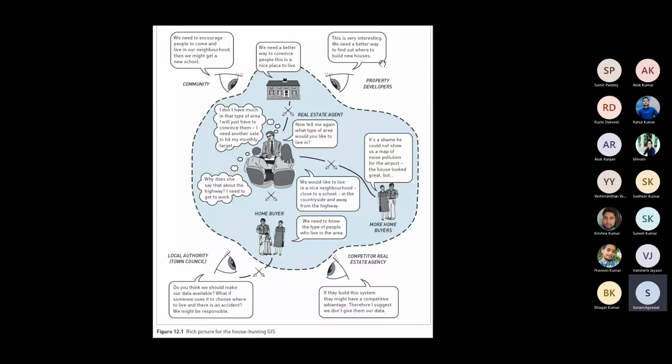Property developers: this is very interesting. We need a better way to find out where to build new houses. Community: we need to encourage people to come and live in our neighborhood. We might get a new school. So this is how a rich picture is created. There can be different players. Client doesn't mean a single person. There can be different people involved in this process. This is the example of the house hunting problem. There will be a real estate agent, there will be the home buyers, and apart from that, there will be some external interest also.